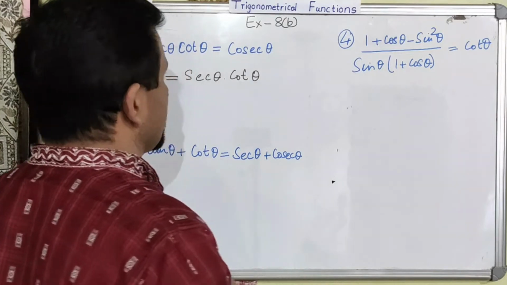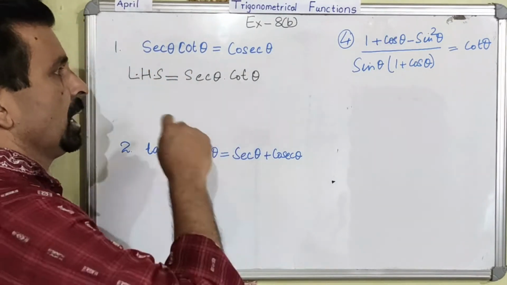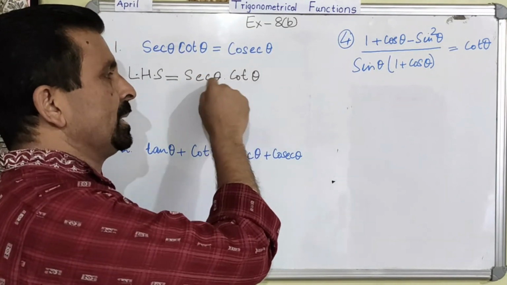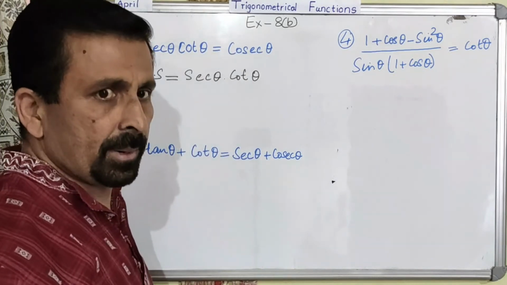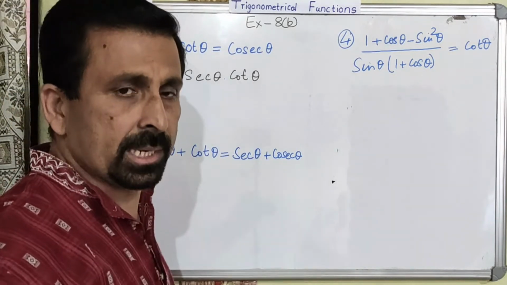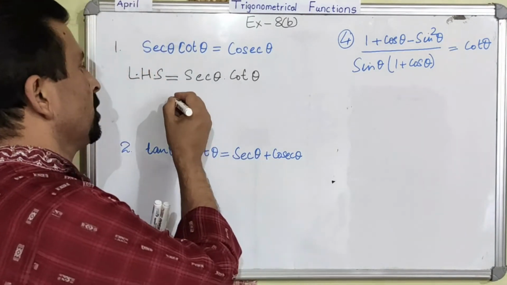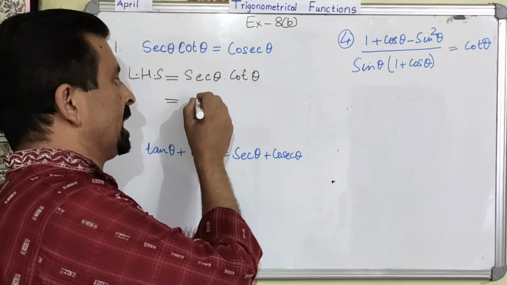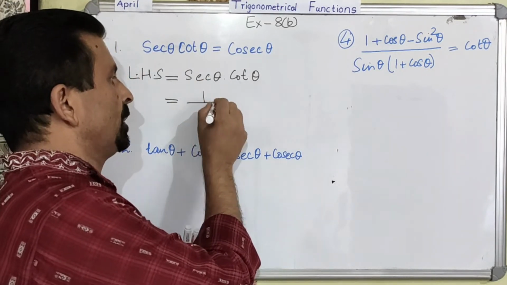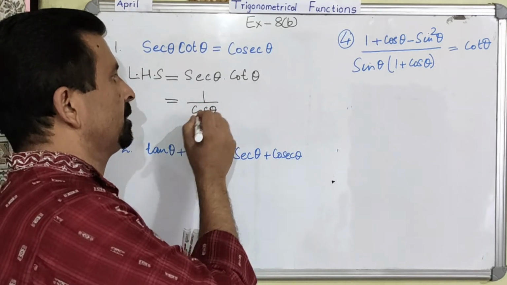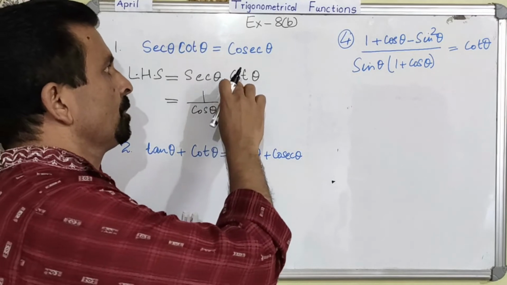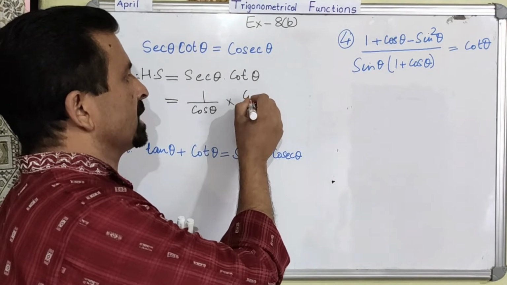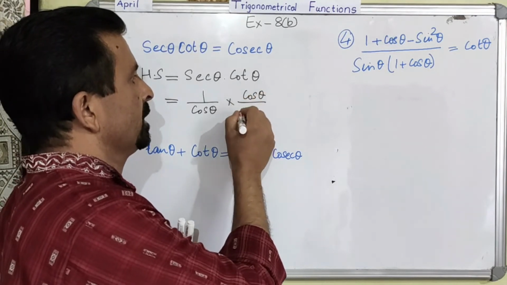Now, since we don't have any direct identity for any of these trigonometrical ratios, I can try to solve this question by changing them into the fundamental trigonometrical ratios. The fundamental trigonometrical ratios are sine theta, cos theta and tan theta. You know that sec theta is the reciprocal of cos theta, so I can write sec theta as 1 over cos theta. So this will be 1 into 1 over cos theta. Now this is cot theta. Cot theta is cos theta over sine theta.